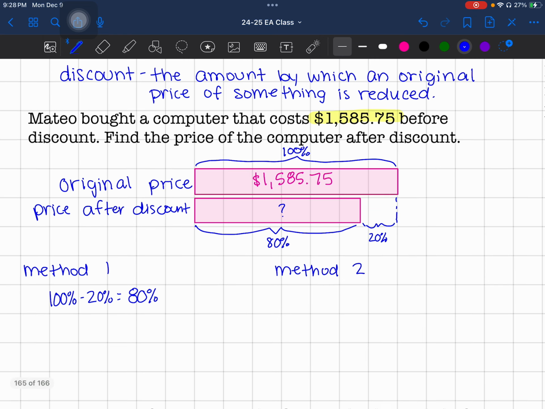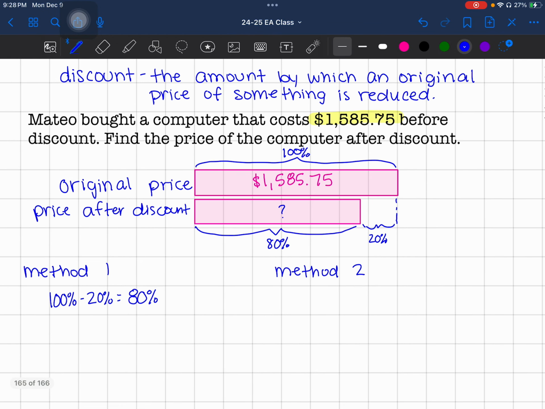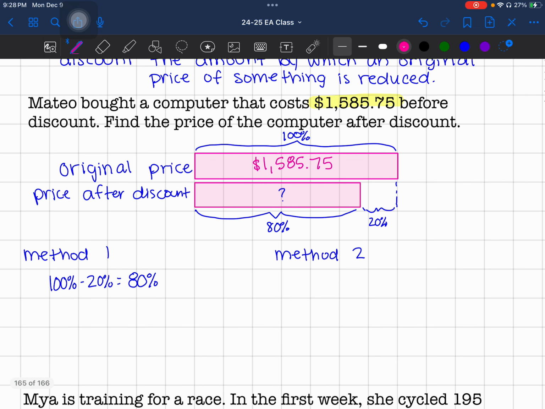All right, so method 1, remember, method 1 is finding that 1%. Okay? So, finding 1%, 100% is $1,585.75. So that means for 1%, we have to take $1,585.75 and divide that by 100. When we're dividing by 100, our decimal moves over 2 spaces. So we get 15.8575.